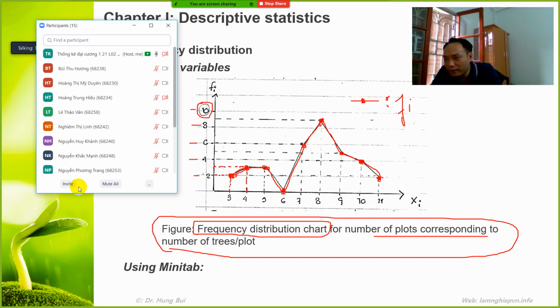So now I'm asking you a question to make sure that you understand. Easy question. So now show me. Look at the chart. You got that? And answer. How many plots having 7 trees? Guys, how many plots having 7 trees inside?